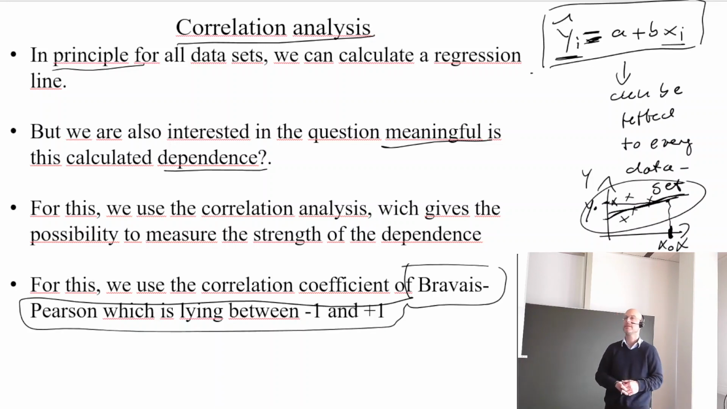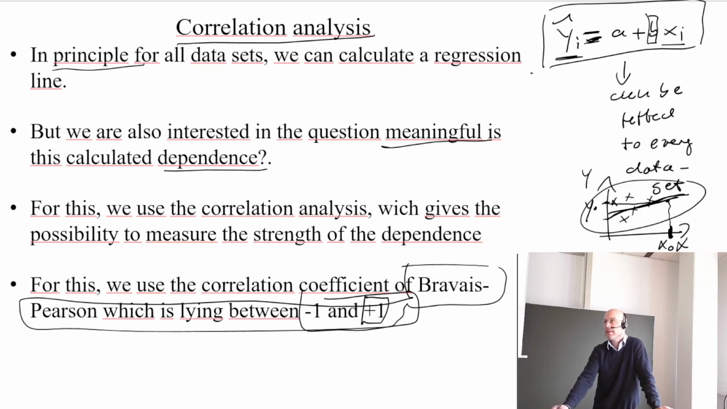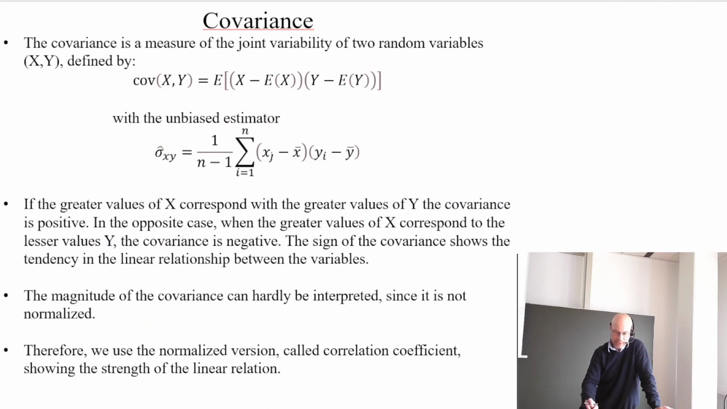And this index is then a number which is lying between -1 and 1. And -1 means that we have 100% dependence. If I go up 1 unit in x, then I will go down a specific number b in y. And the other way around, it is known if this correlation coefficient is +1. But how does this correlation coefficient look like?